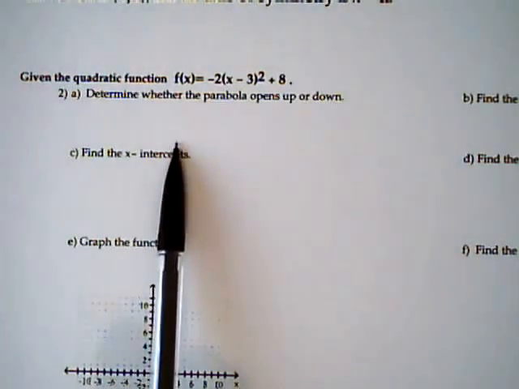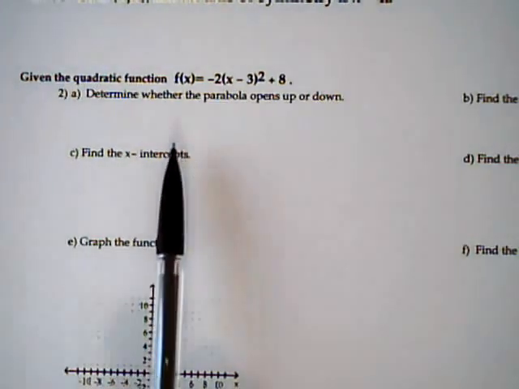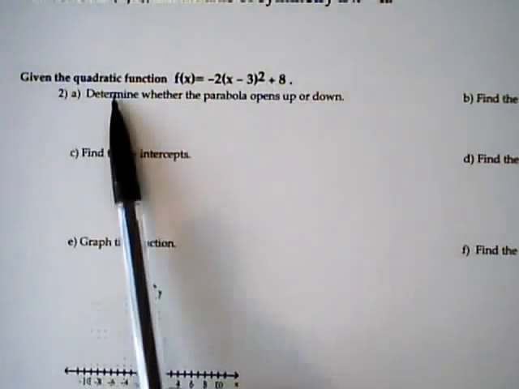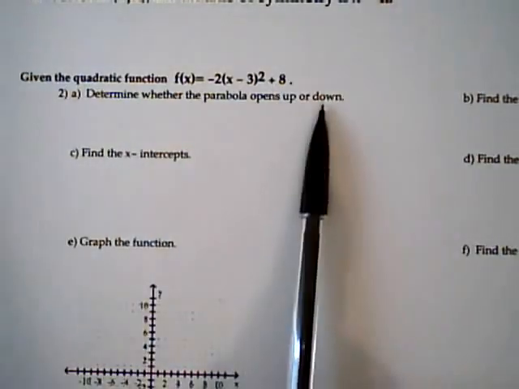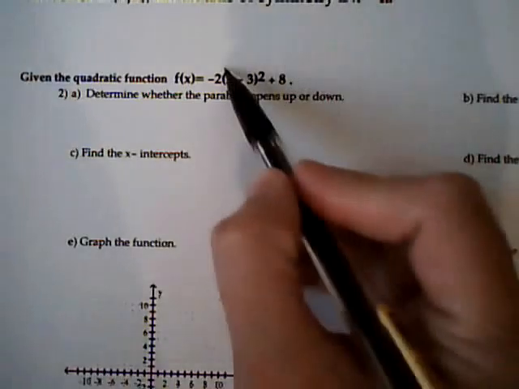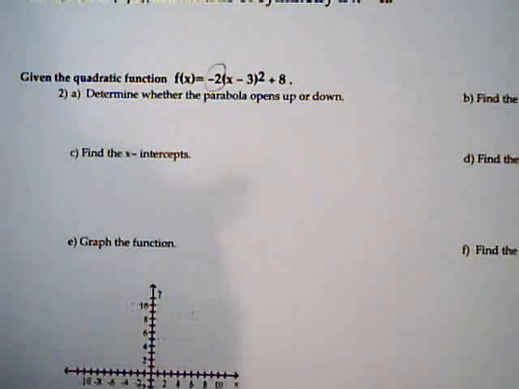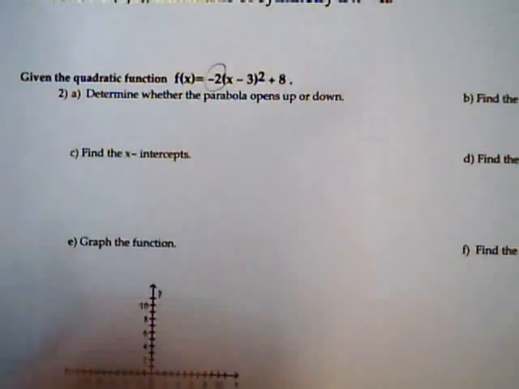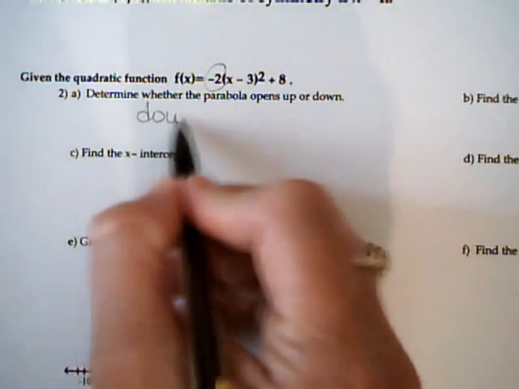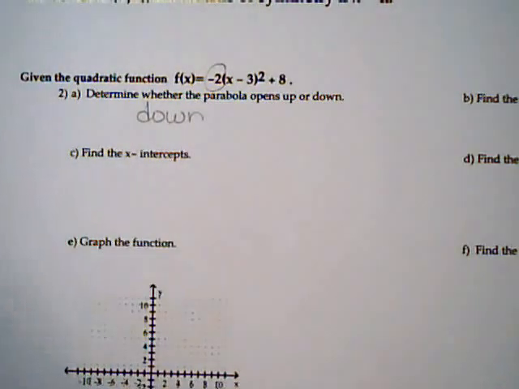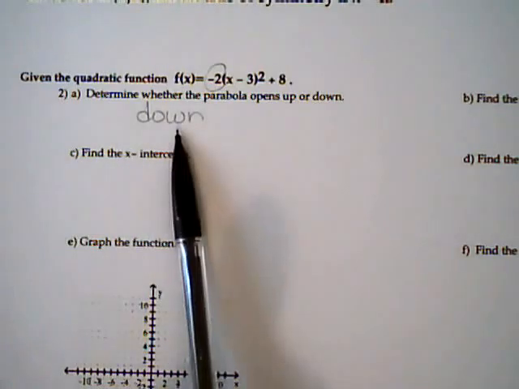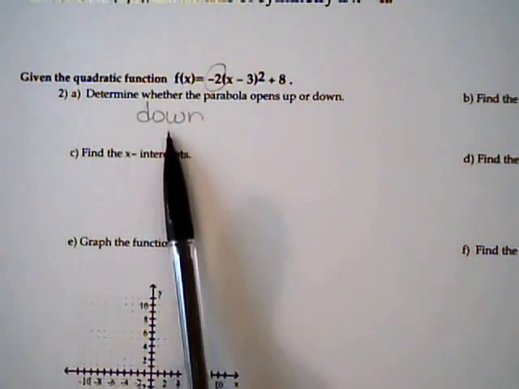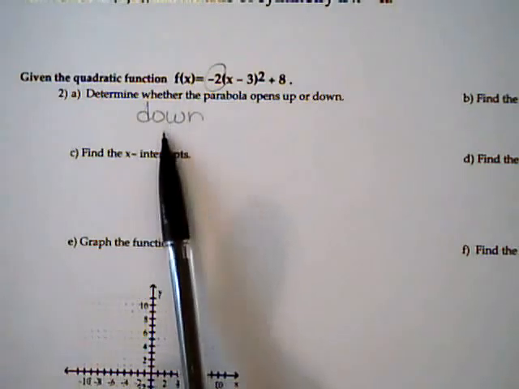It says, given the quadratic function f of x equals -2 times (x minus 3) squared plus 8, determine whether the parabola opens up or down. I'm going to look at the leading coefficient, -2. Because it's less than 0, that means that this parabola will open down. If the parabola opens down, that means that you have a maximum at that point.